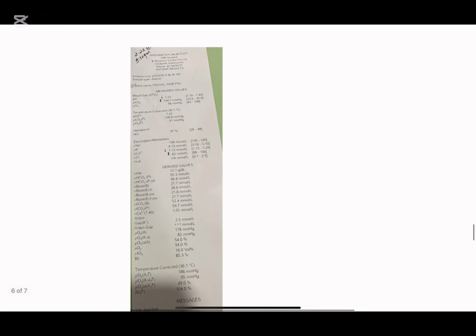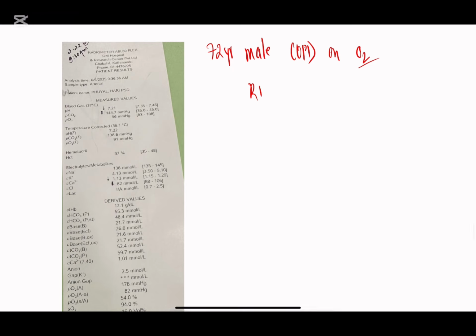Hello everyone, in this video we are going to discuss ABG. Let's see the ABG of this patient. This was a 72-year-old male, known case of COPD on domiciliary oxygen. He came to the ER with respiratory distress.